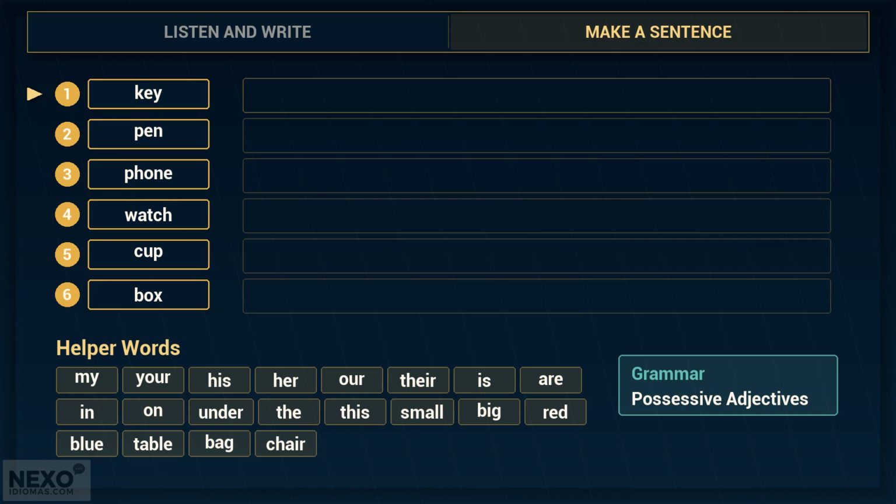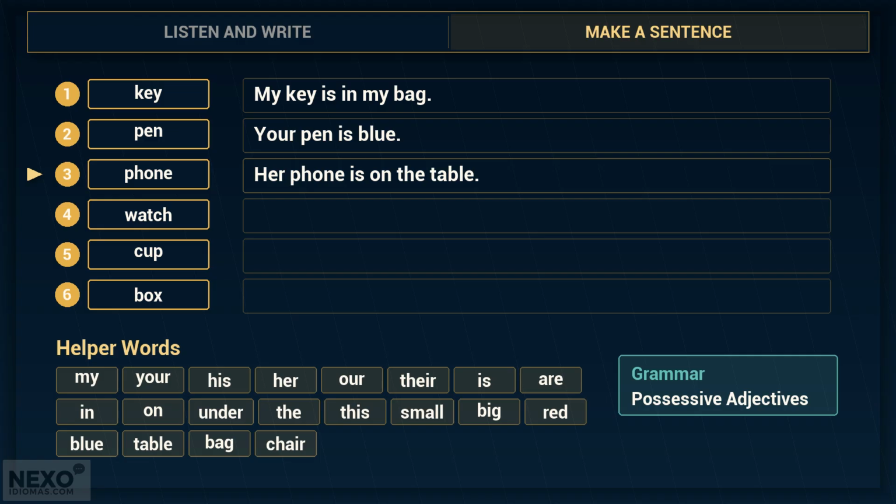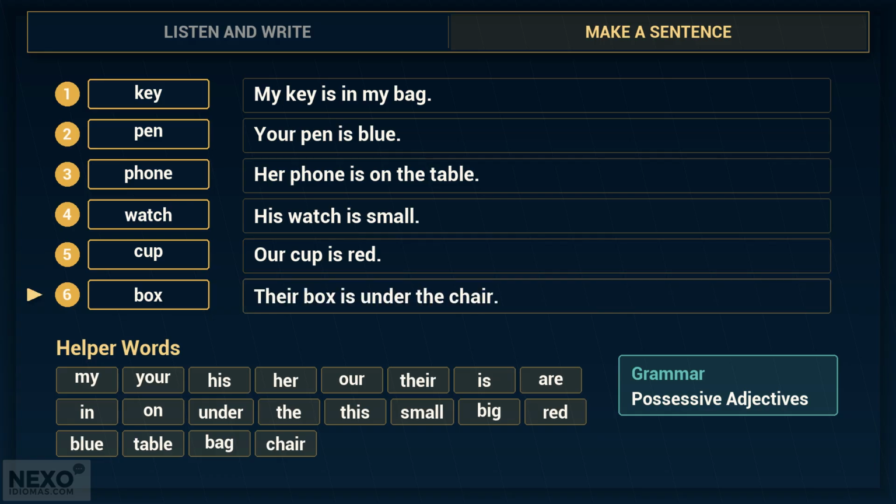Key. My key is in my bag. Pen. Your pen is blue. Phone. Her phone is on the table. Watch. His watch is small. Our cup is red. Box. Their box is under the chair.